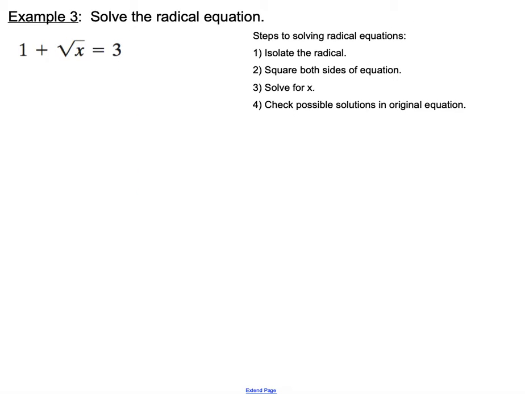All right, it says solve this radical equation. So we have 1 plus the square root of x is equal to 3. We have to get the radical, the square root, all by itself. So the square root of x has to be all by itself. There is a 1 connected to it, so we need to eliminate that. It's connected there by addition, so let's subtract 1.